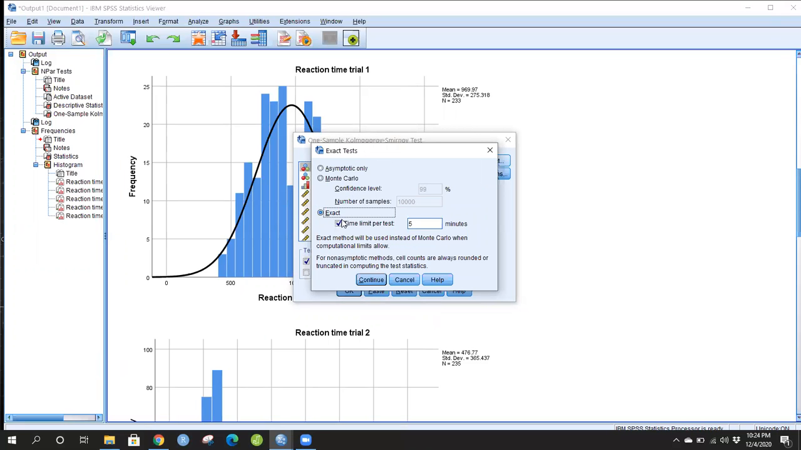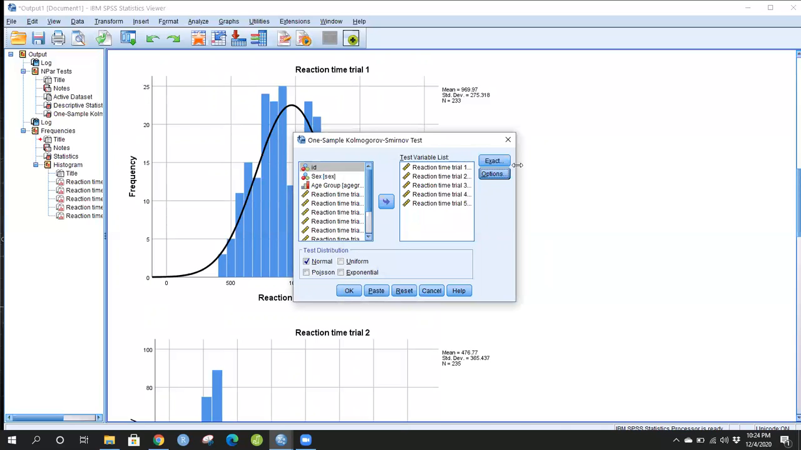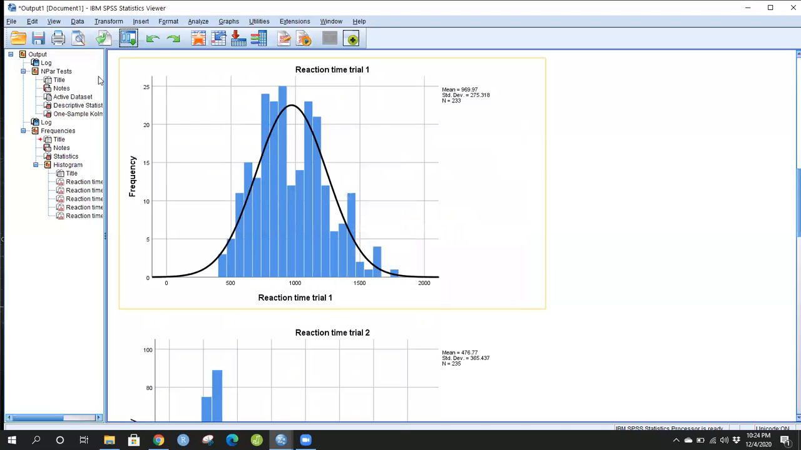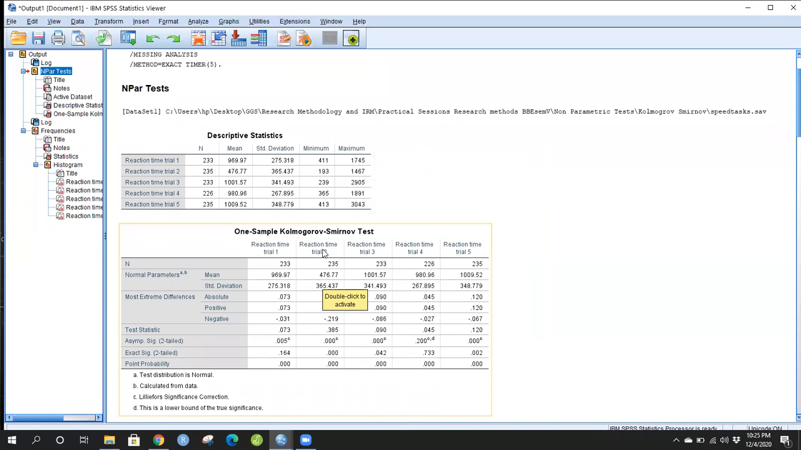So this is, I think, a very useless thing. Continue. Options. Descriptives, continue, and you click OK. The moment you click OK, you would have this output. So you have a descriptive table and you have finally the test table.